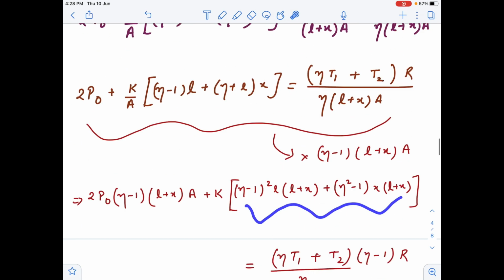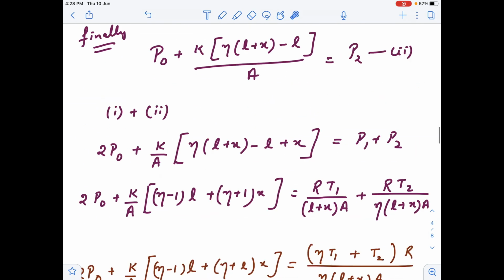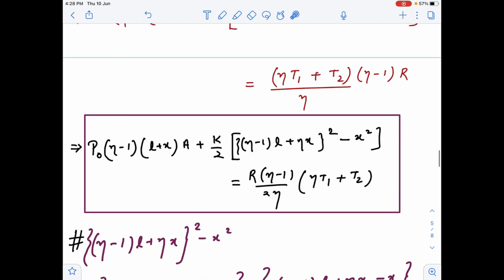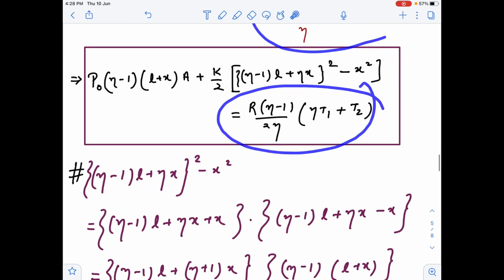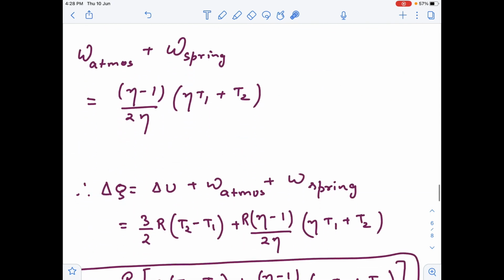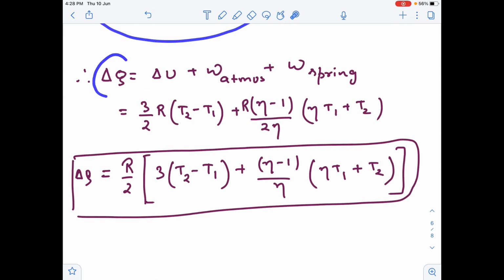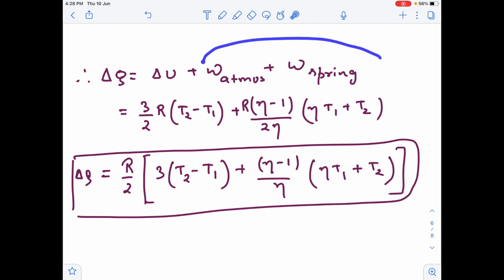Now we can easily replace our work done by the atmosphere plus work done by the spring term with a simpler format of R by 2 times eta, eta minus 1, times eta T1 plus eta T2. So finally we got this one, and the heat supplied is equal to the change in internal energy plus the final term that we have got.